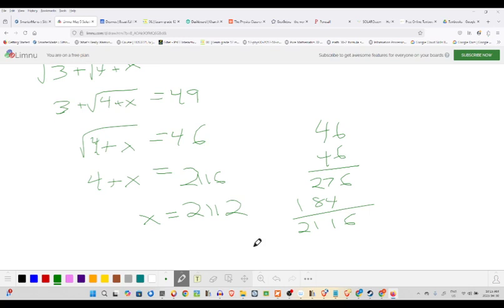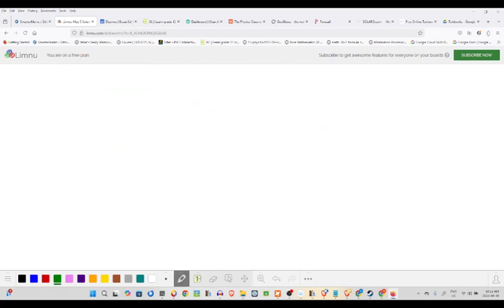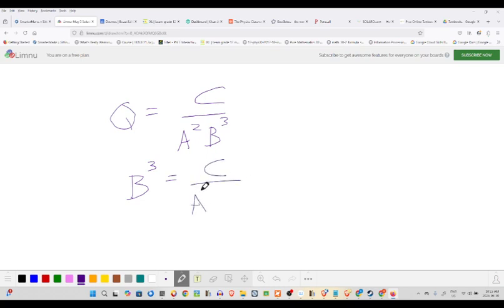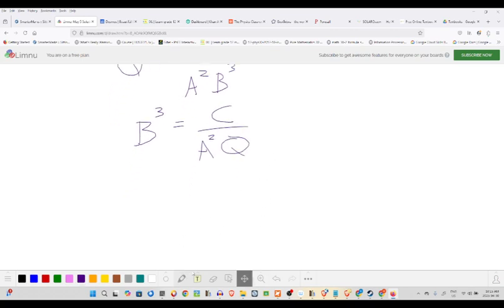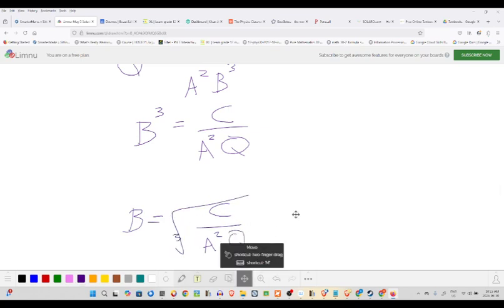In the first, we're asked to solve for B. So, changing colors as we change questions. Q is C over A squared B cubed. So if we multiply both sides by B cubed and divide both sides by Q, we get this. So ultimately B is the cube root of this.